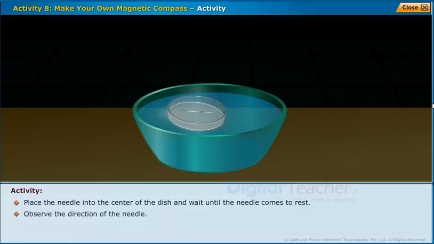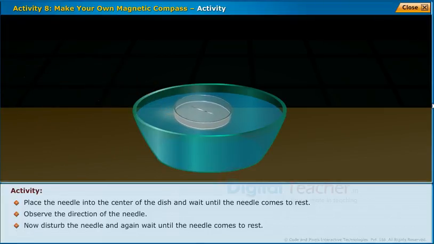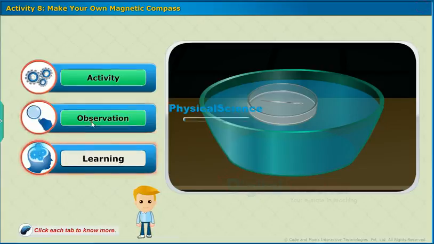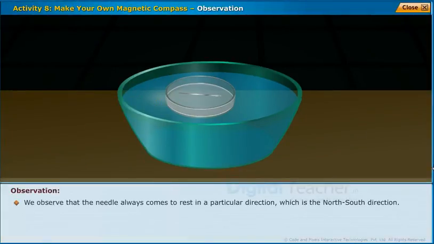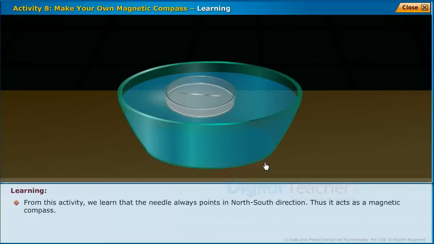Observe the direction of the needle. Now, disturb the needle and again wait until the needle comes to rest. Once again observe its direction. We observe that the needle always comes to rest in a particular direction, which is the north-south direction. From this activity, we learn that the needle always points in the north-south direction. Thus, it acts as a magnetic compass.